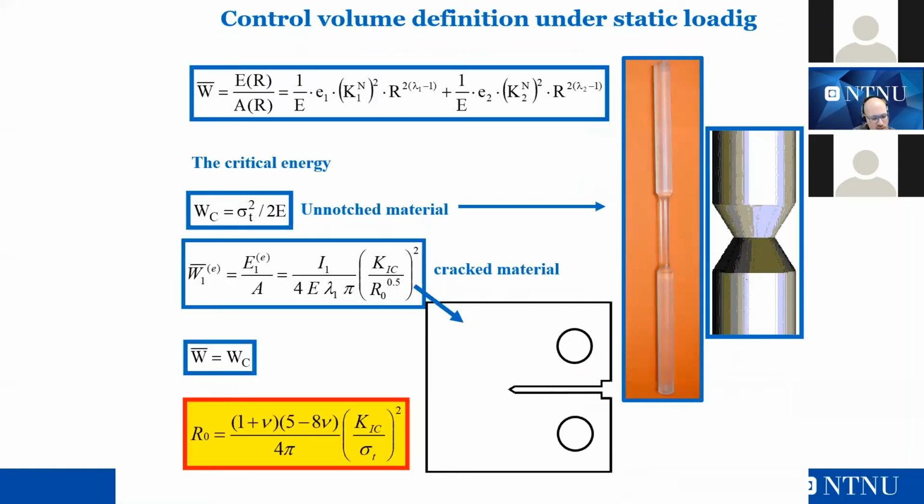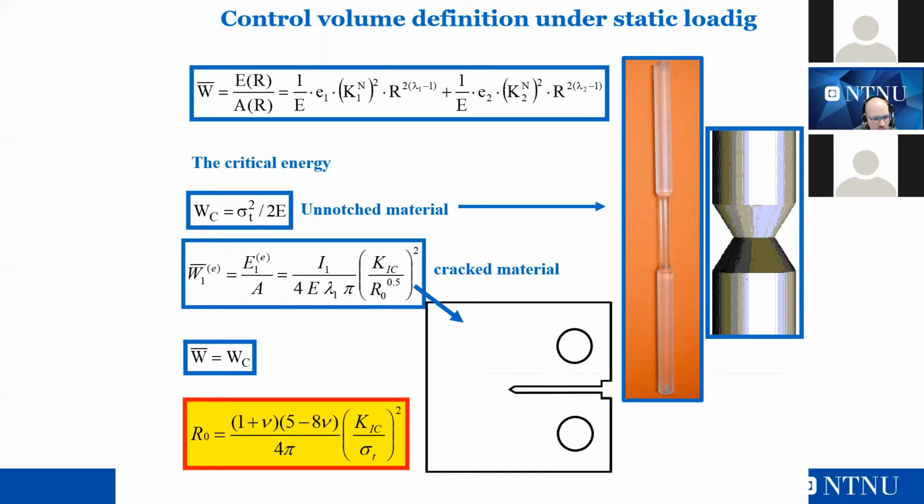The critical radius R0 is a material property that can be obtained very easily from two standard tests. The first test is on a notch component, and the second test is on a crack component. On the crack component, you can measure the fracture toughness under static loading, and on the notch component, you can measure the ultimate strength. And the critical radius is easily found in this slide.